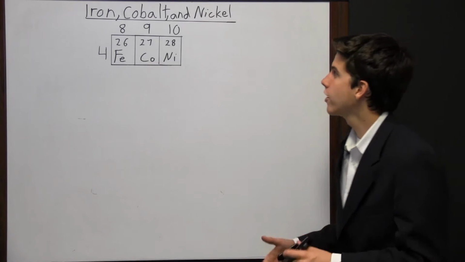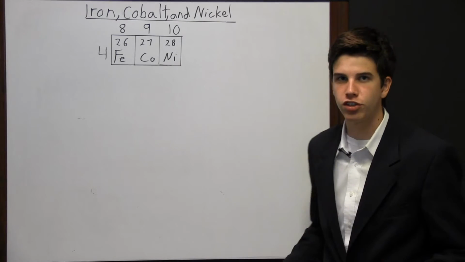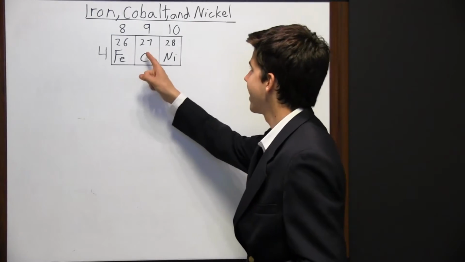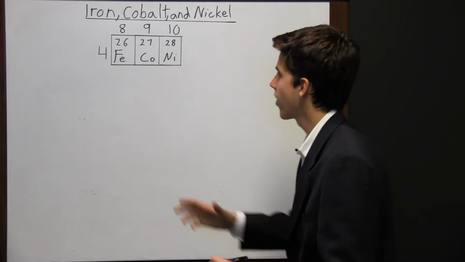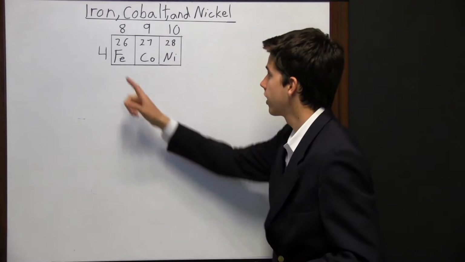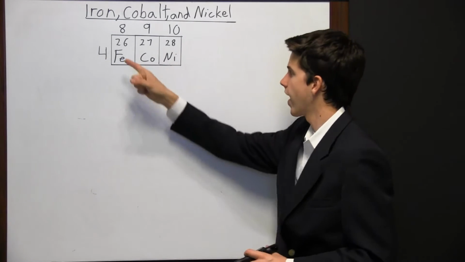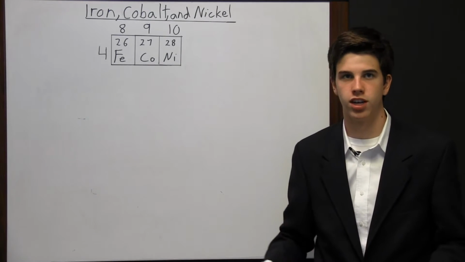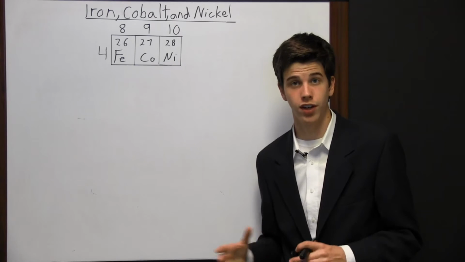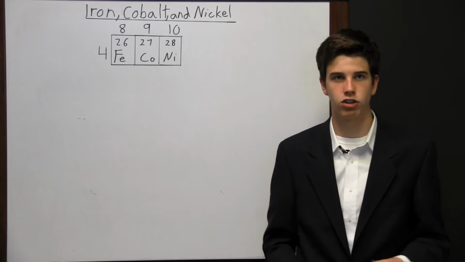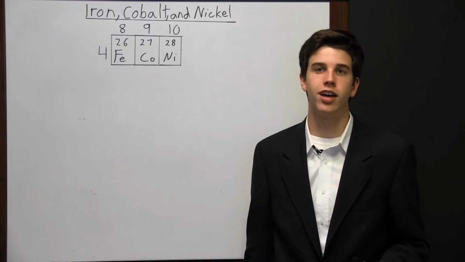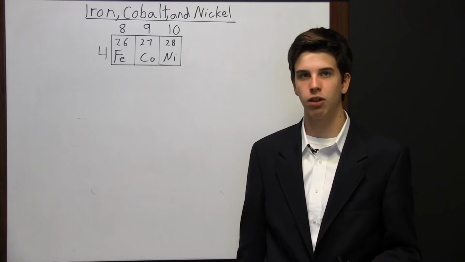The elements iron, cobalt, and nickel are three interesting elements. They're in groups 8, 9, and 10. So they're in different groups, but they all are in the same period, or row, period 4. So here you have iron, cobalt, and nickel, and they have different atomic numbers as well. These elements, like I said, are in the same period and have the same number of valence electrons. They all have 2 valence electrons, but they're in different groups. And so they are in a section of the periodic table called the D block elements.